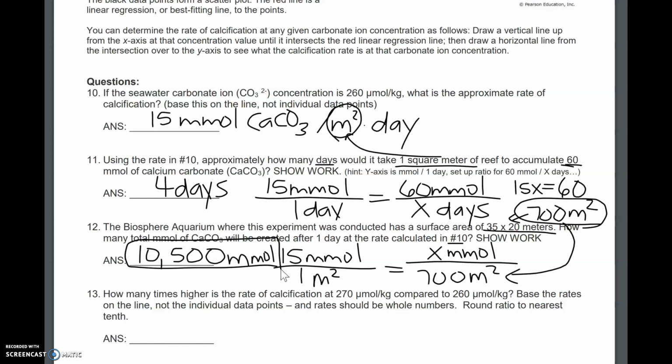All right, and now let's look at this last one. Now, pay close attention here because they could ask you either of these two questions. This says how many times higher is the rate at 270 versus 260. But they could also ask you how many millimoles per kilogram higher is the rate at 270 versus 260. In other words, let's do how many times higher first. So remember what I told you. If you want to get how many times higher, you're going to put your bigger number over your smaller number. So what we're going to do is look up the rate at 270, look up the rate at 260, and we're simply going to divide those.